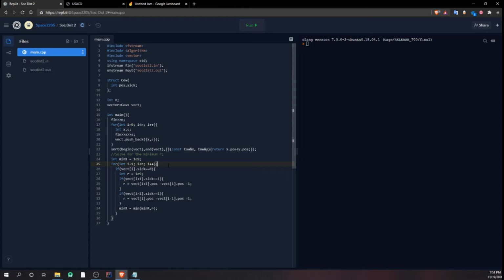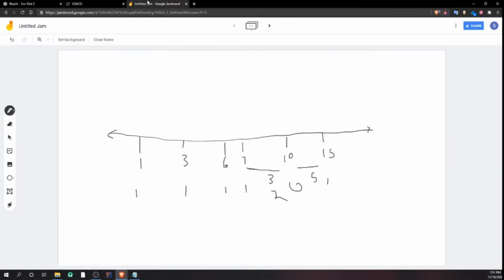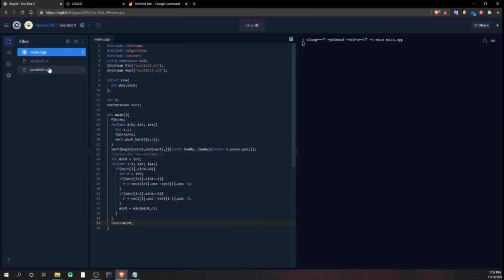And then that should be all we need for finding r, so let's just try printing out min r and see if that works. So in this case, our min r should be 2, and it does seem to work, so I think we can call that good.